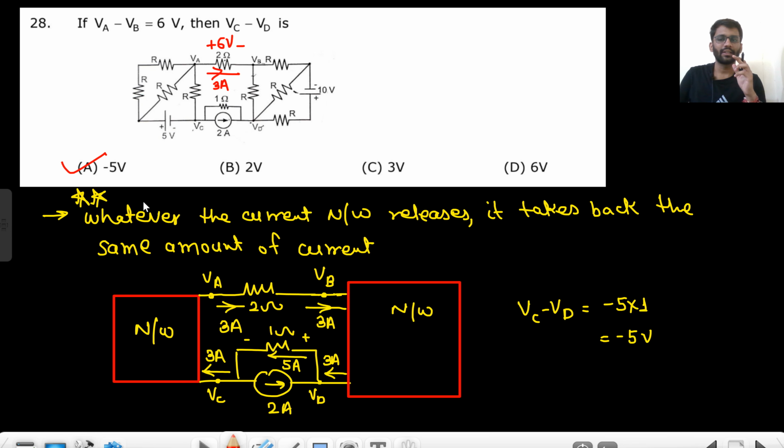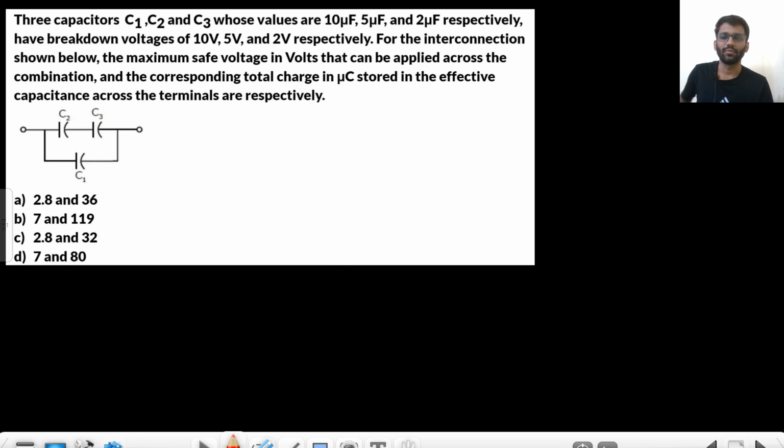So only one concept was used: whatever current it takes, it gives the same amount of current, or whatever current it releases, it takes back the same amount of current. So here it is taking 3 ampere current, it will give 3 ampere current. So 2 plus 3, 5, the Vc minus Vd would be minus 5 volt. Easy question, well and good. Let's move on to the next question.